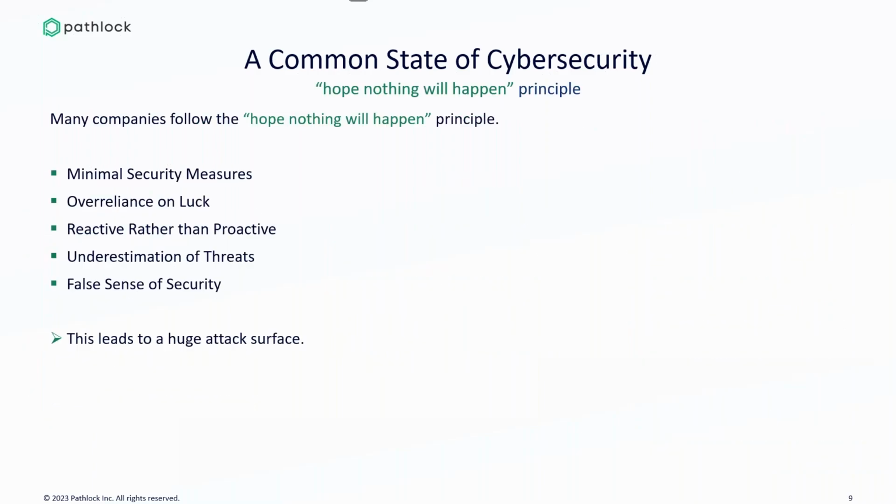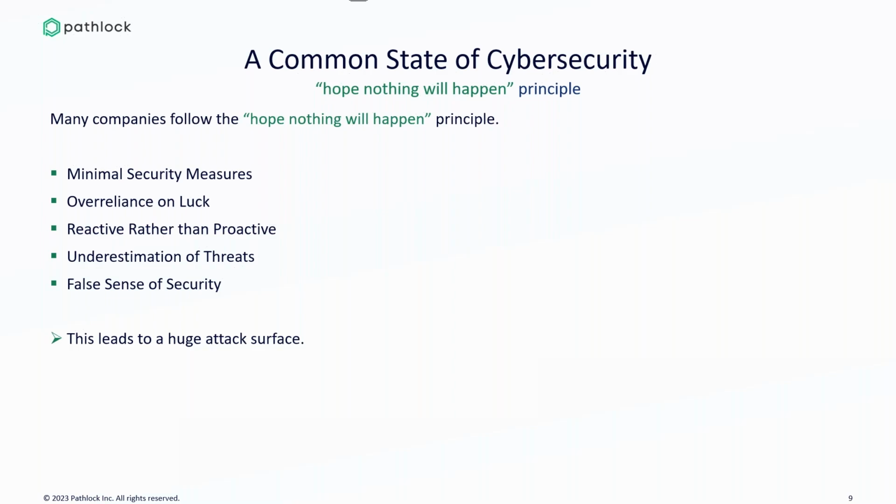But let's continue. Why is it often like this? Maybe you heard of it. There is a principle. It's called nothing will happen. And a lot of companies just follow this principle. Nothing happened yesterday, years before, so nothing will happen tomorrow. And this leads to minimal security measures. Why would you put effort into security measures if you think at least that nothing will happen?